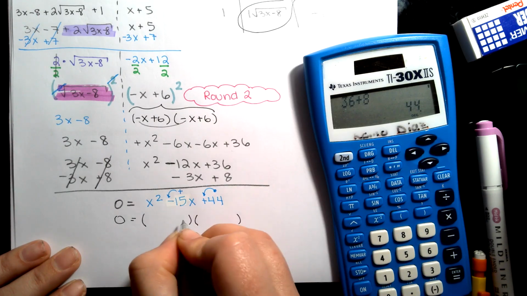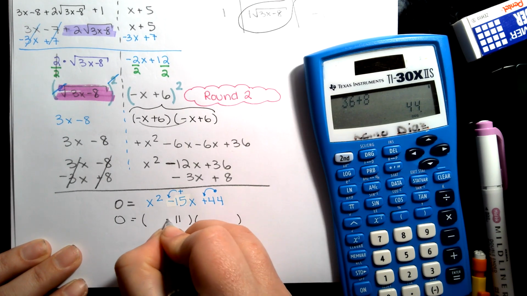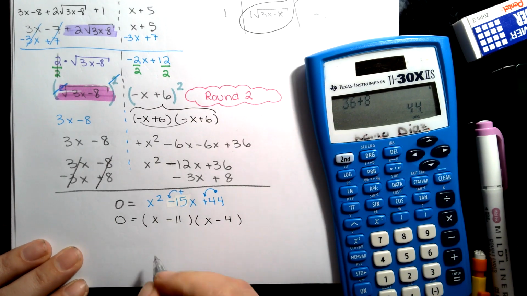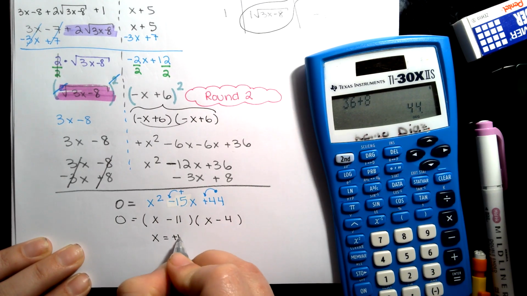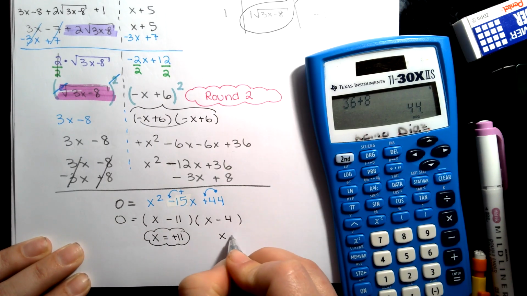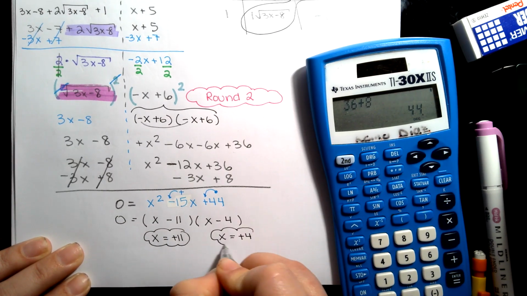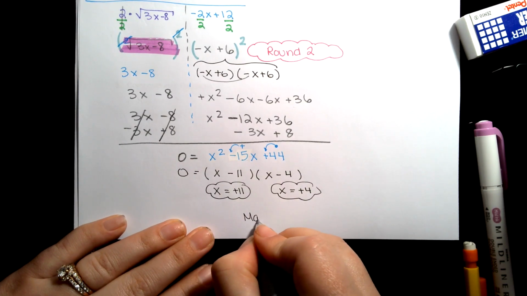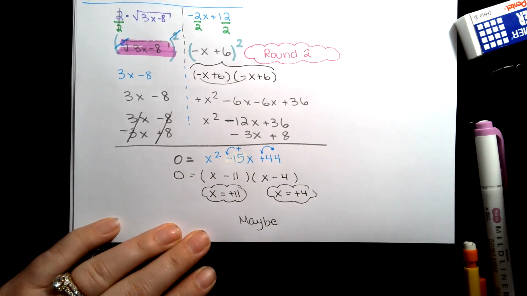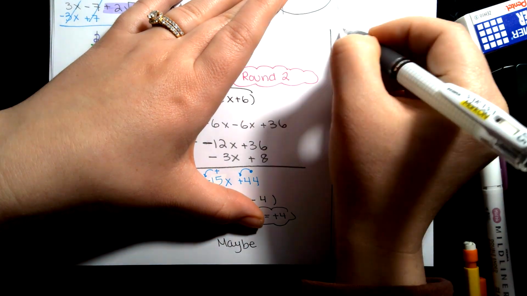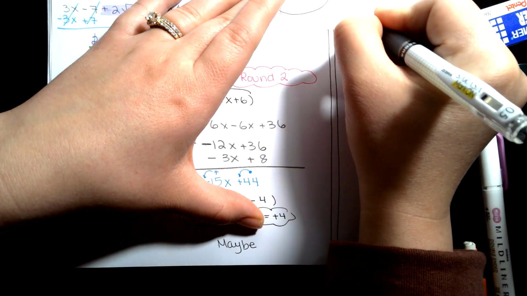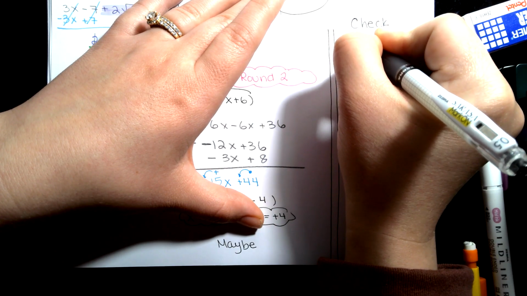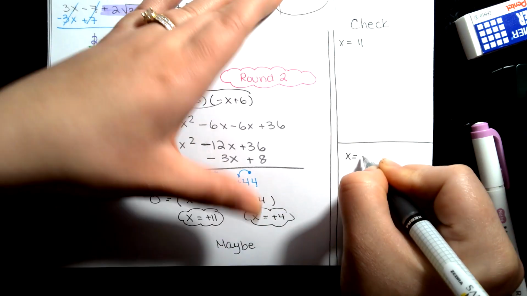What are we looking at? We have negative 11 and negative 4, which gives us two possible answers. X could be a positive 11 and X could be a positive 4. Again, this is a maybe situation. We don't know if that's true. We have to check. Now, when you are checking, let's go back to the original equation. And we have two checks. We have to check X is equal to 11, and we have to check X is equal to 4.